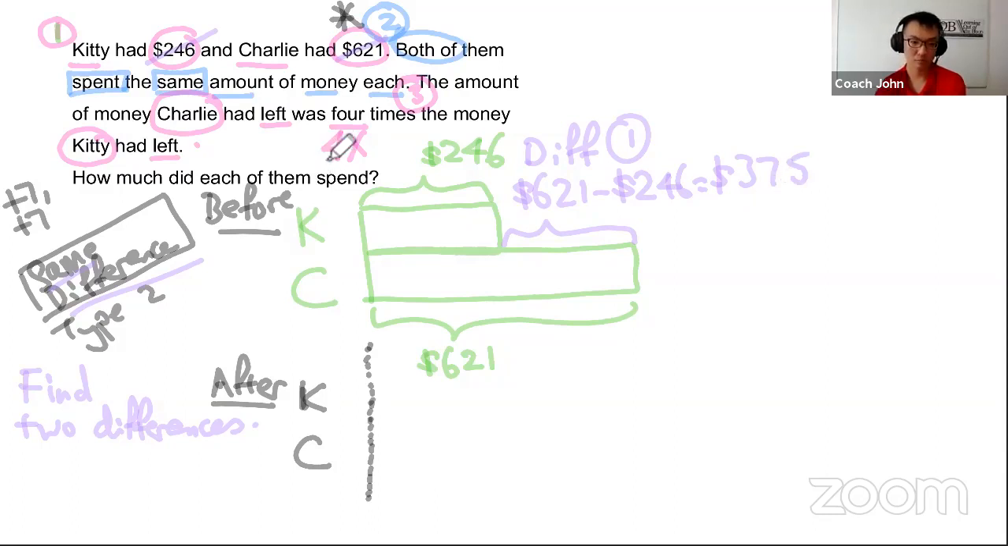Now, both of them spend. Spend means that your model will become shorter or longer. Answer in your head: when you spend, should you be expecting your bar to get shorter or longer? If you say shorter, you're right.